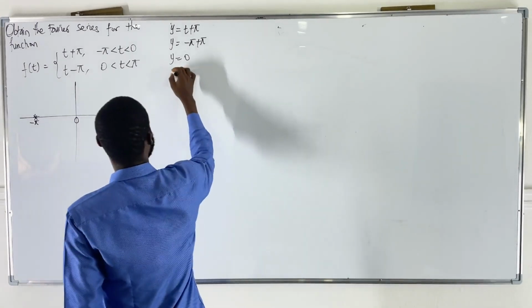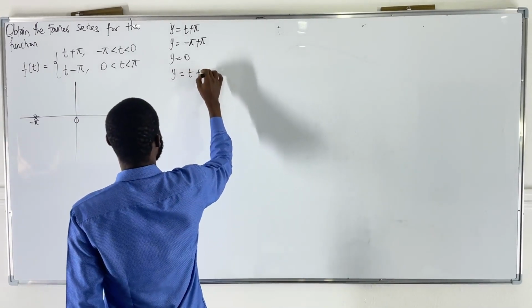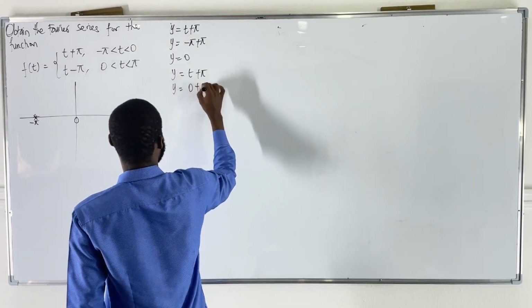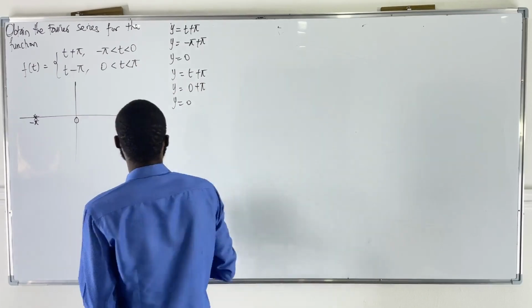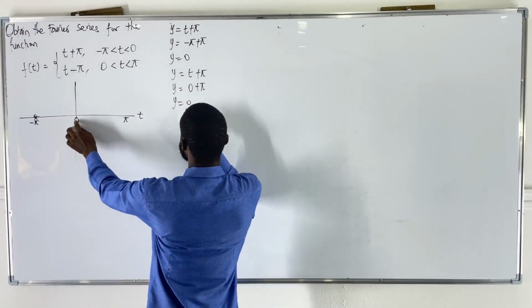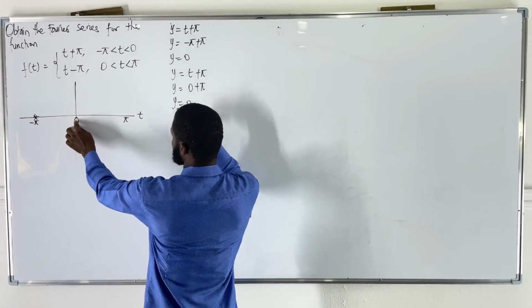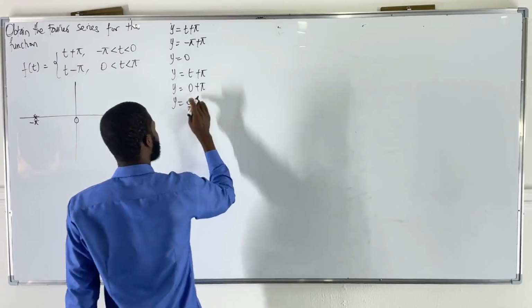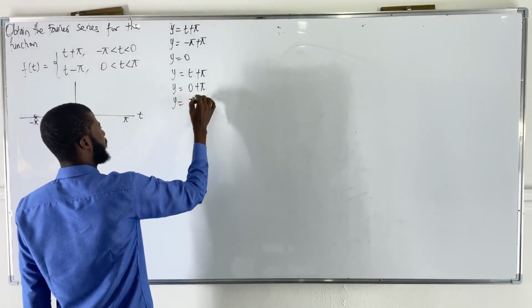Next, y is equal to t plus pi. Let's put in our 0 here. So this is y equals 0 plus pi. So y is equal to 0. So what does this tell me? This tells me that when t is equal to 0, my y is equal to 0. Sorry. Hold on. 0 plus pi is pi.